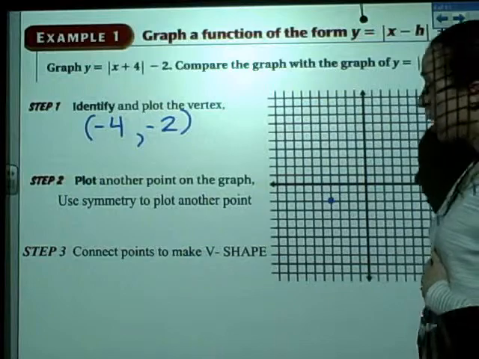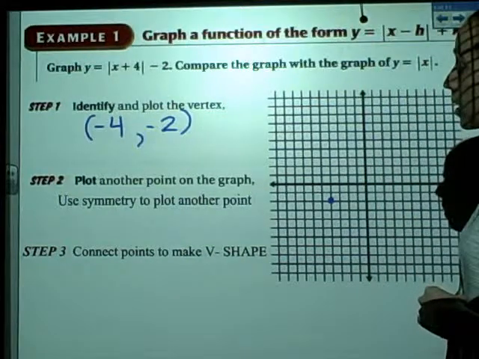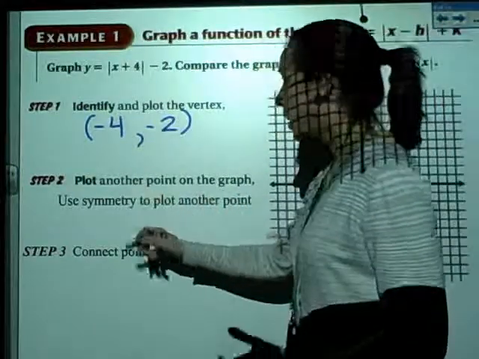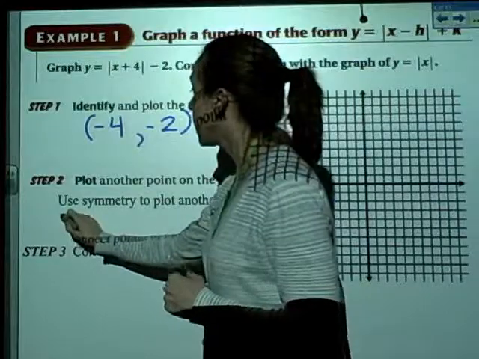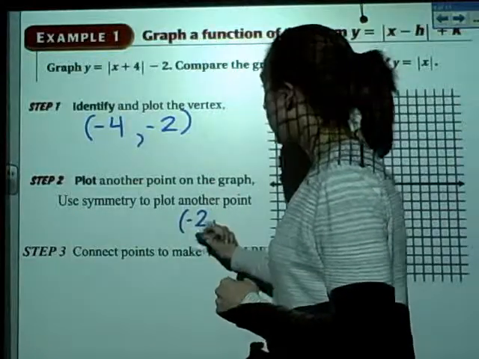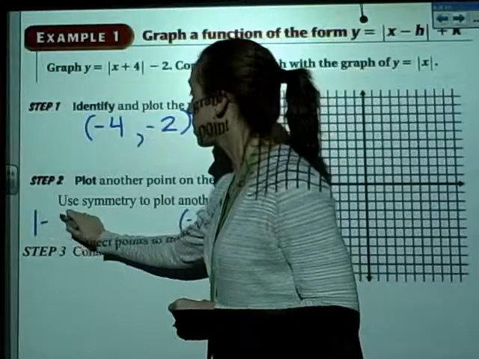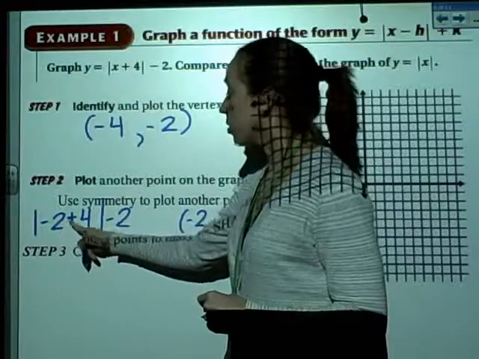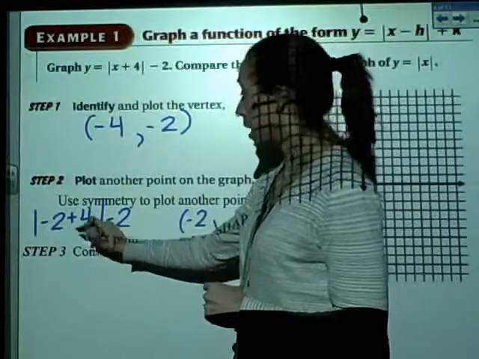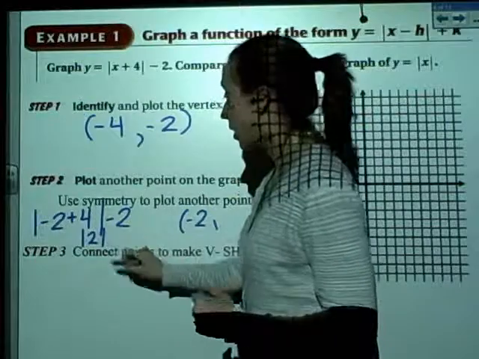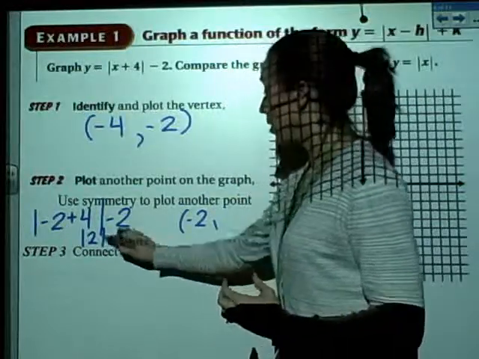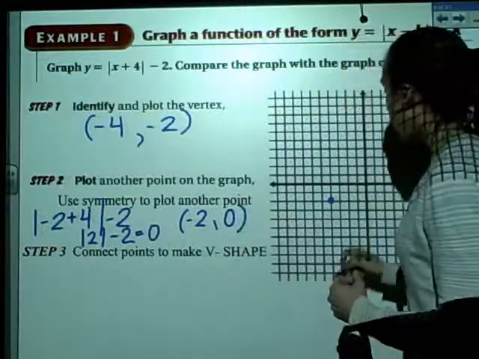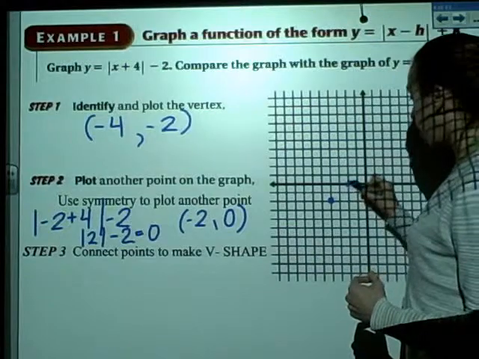That's my vertex. Step 2 says plot another point on the graph. Use symmetry to plot the other point. So if I picked, let's pick negative 2. If I put negative 2 into my function for x to figure out a y, negative 2 plus 4 is 2. The absolute value of 2 is 2. 2 minus 2 is 0. So if I plug in a negative 2, I'm going to get 0.